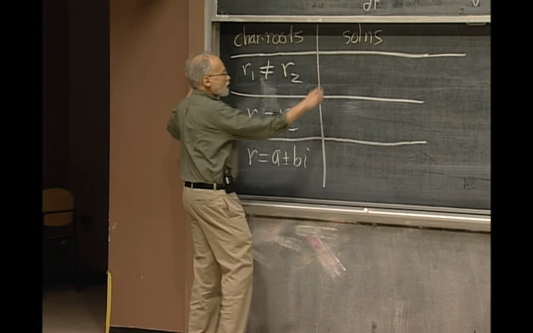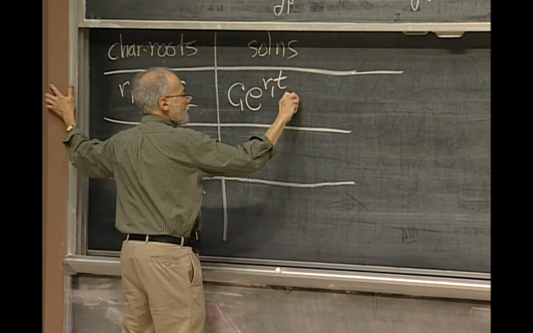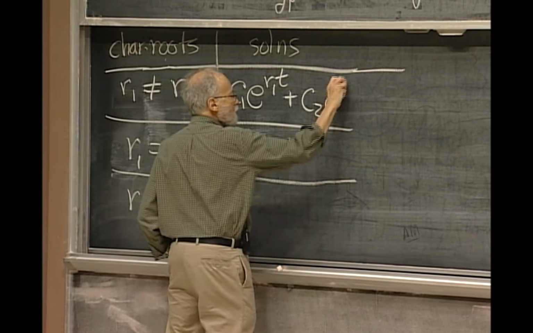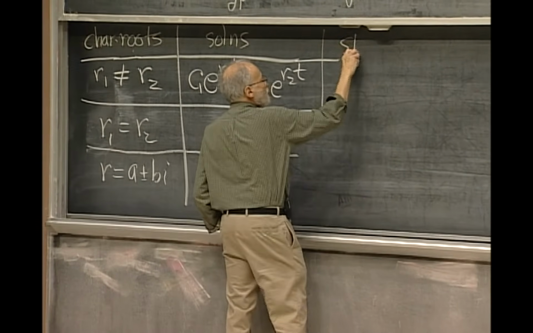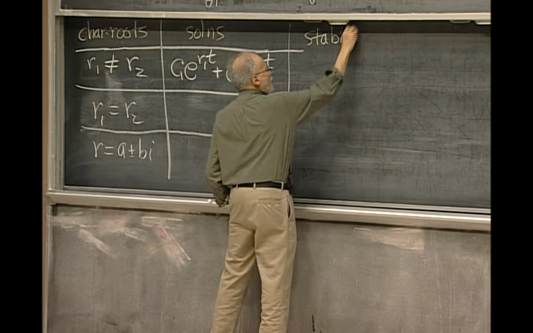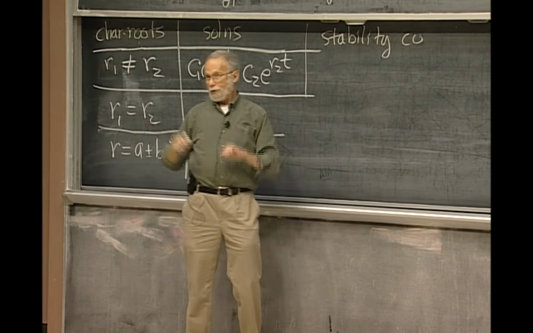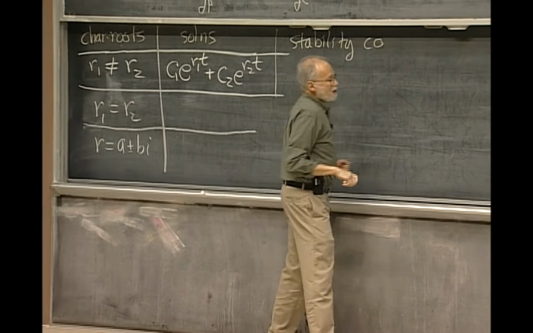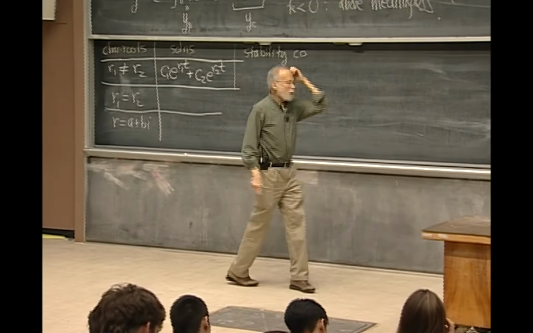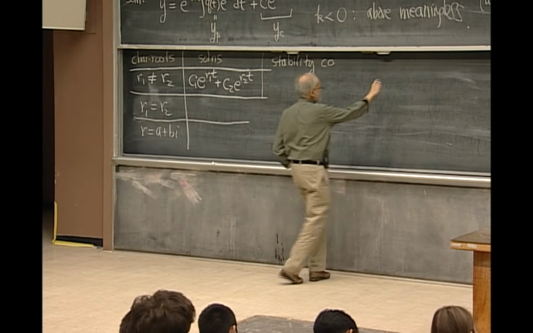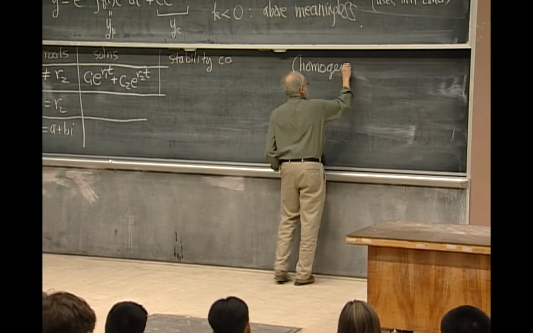Okay, what do the solutions look like? Well, the general solution looks like C1 e to the R1t plus C2 e to the R2t. Okay, so what's the stability condition? In other words, if the equation happened to have its characteristic roots real and distinct, under what circumstances would it be stable? Would all its solutions go to zero? So I'm talking about the homogeneous equation, the reduced equation, the associated homogeneous equation.